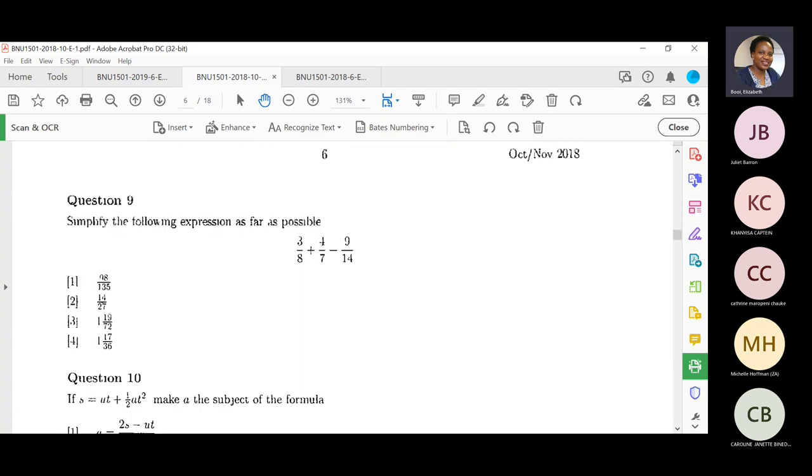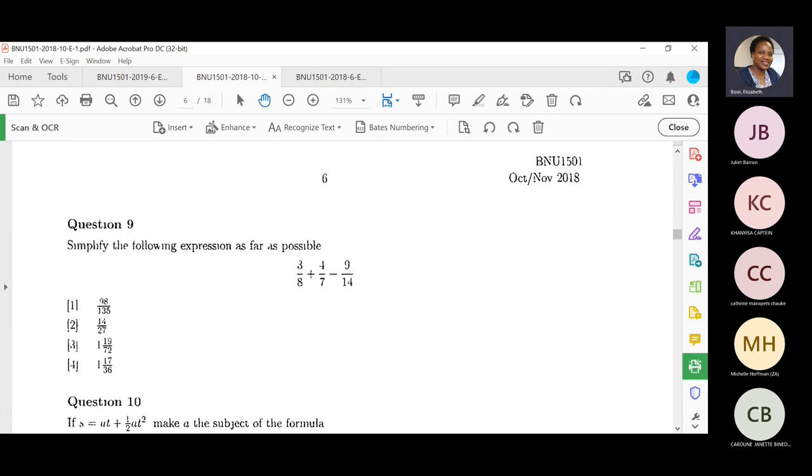So this is just a fraction. Let's see if you still remember how to work it out. You have 3 over 8 plus 4 over 7 minus 9 over 14.